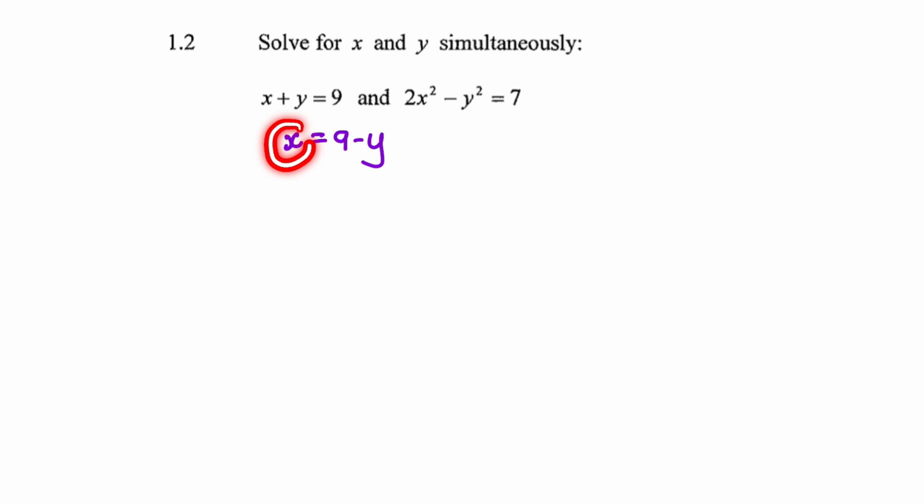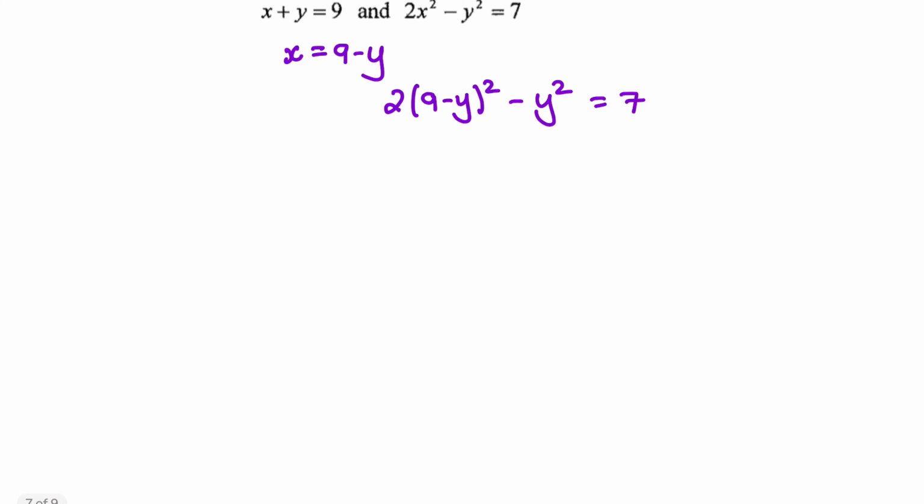Now I'll take this x, 9 minus y, and I substitute it into my second equation. So I'll have 2 times x, which is 9 minus y, squared, is equal to 7. Notice that I'm using brackets to show the substitution, and I'm squaring the full bracket. So now I need to do a little bit of algebra. Let's expand the brackets. So I'll have 2 times 81 minus 18y plus y squared, minus y squared, is equal to 7.